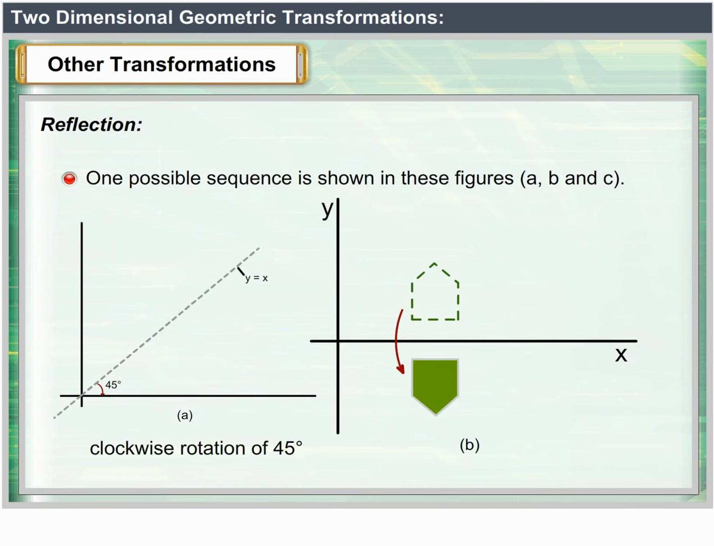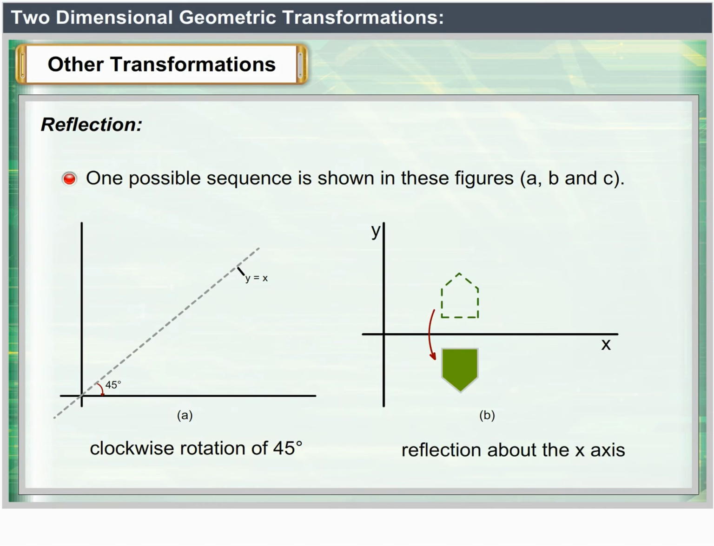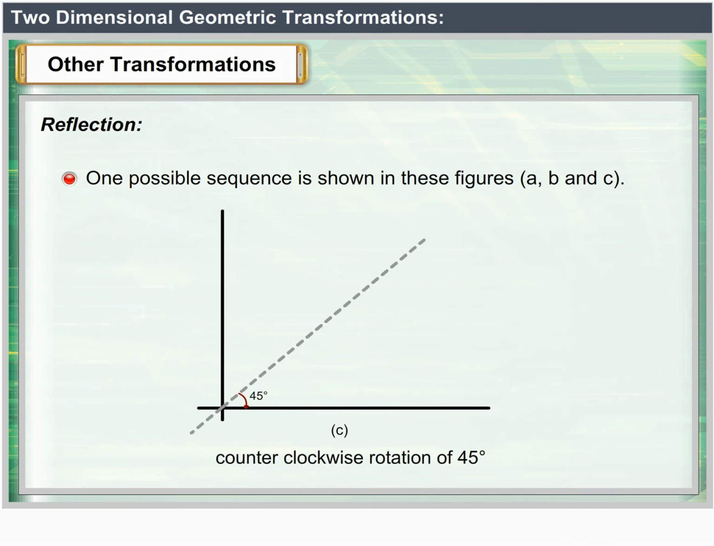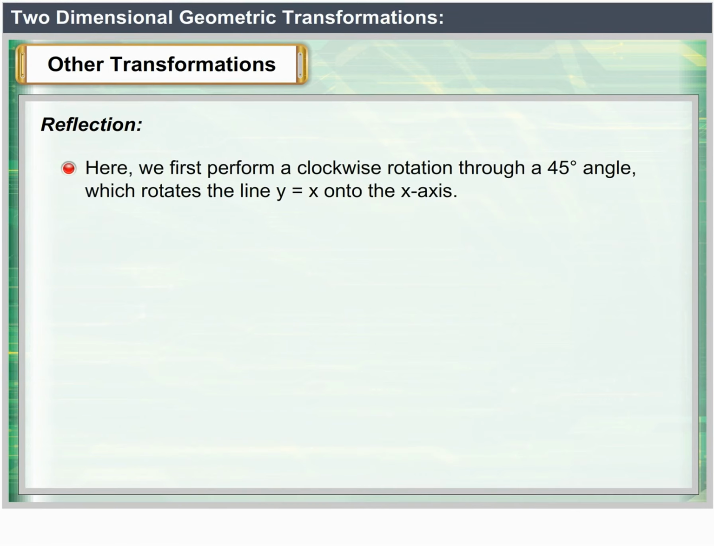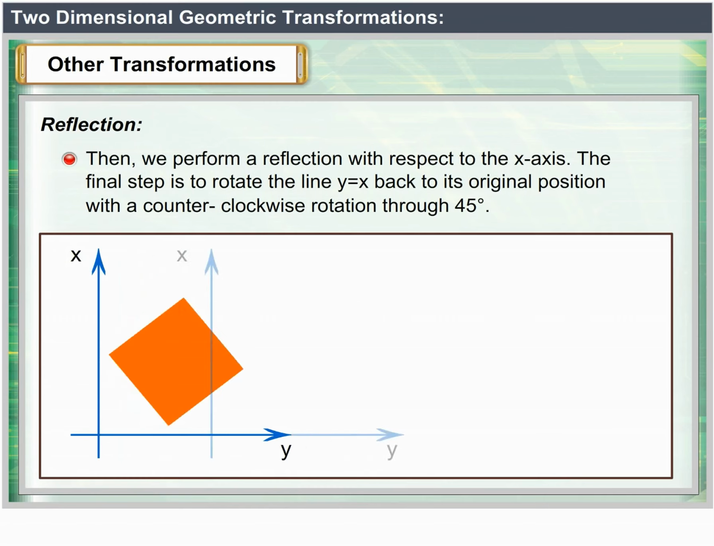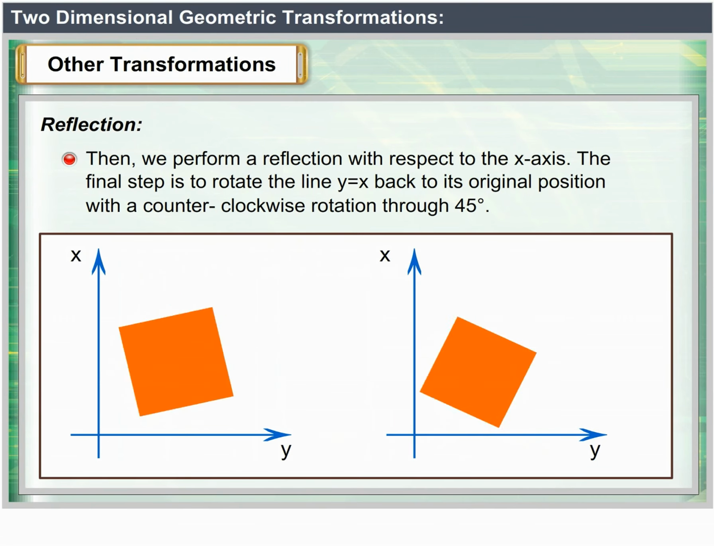Here we first perform a clockwise rotation through a 45-degree angle, which rotates the line y equals x onto the x-axis. Next we perform a reflection with respect to the x-axis. The final step is to rotate the line y equals x back to its original position with a counterclockwise rotation through 45 degrees.